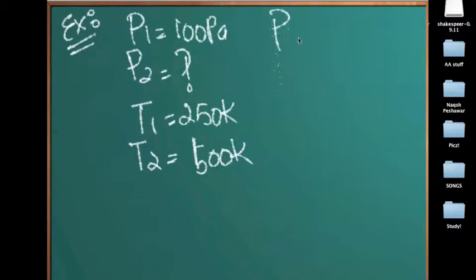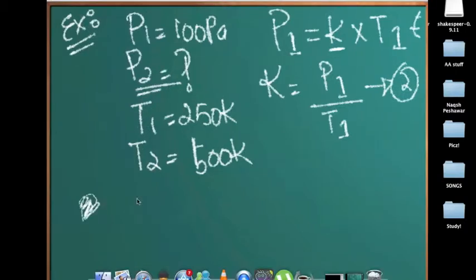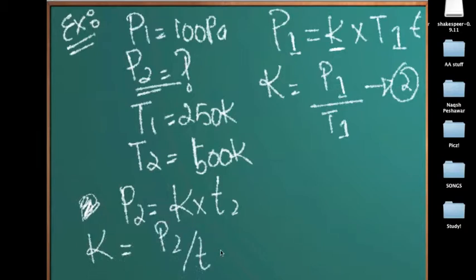So we can make an equation: P1 is equals to K times T1. Call this equation 1. Now change the subject of the formula and make K the subject. So this would be K is equals to P1 divided by T1. Now mark this as equation number 2. Now make an equation. So P2 is equals to K times T2. Now make K the subject of the formula again. K is equals to P2 divided by T2. Mark this as equation number 3.